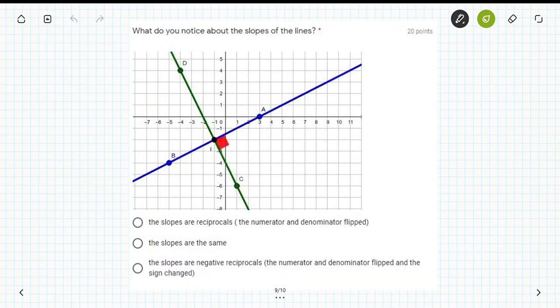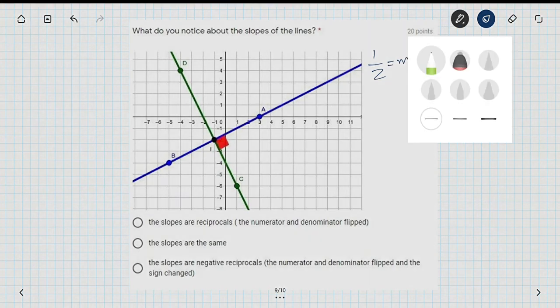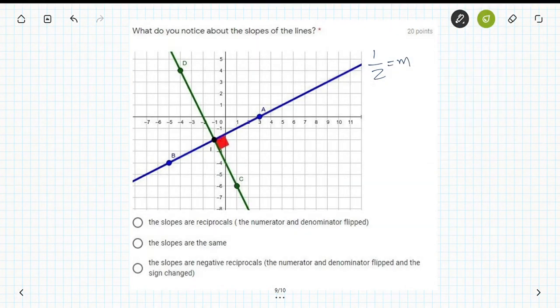All right, let's do one more. Okay, so we know that the slope of the blue line was going to be 1 over 2. That's going to be the slope of the blue line. And the slope of the green line, we said slope was negative 2 over 1. Okay, so let's read the first option. What do you notice about the slopes of the lines? The slopes are reciprocals. The numerator and denominator flipped. Well, that's true. They flipped, but something else happened. The sign changed, right? Let's get rid of the second option because they're obviously not the same.